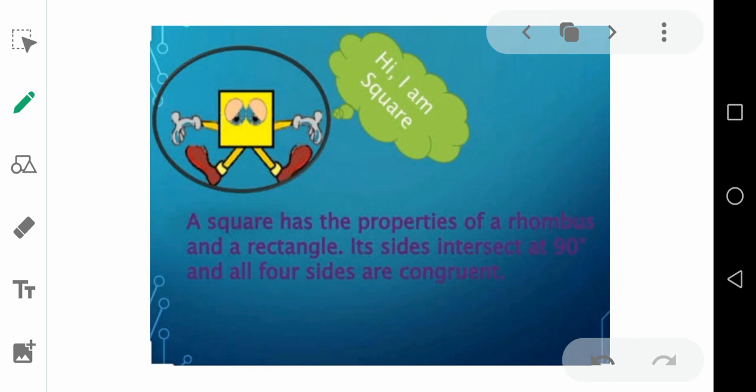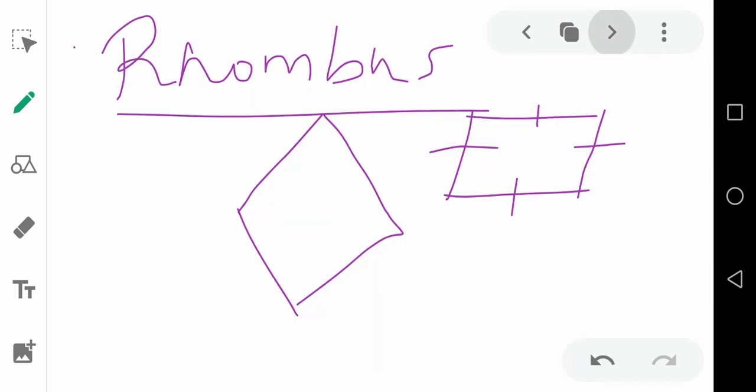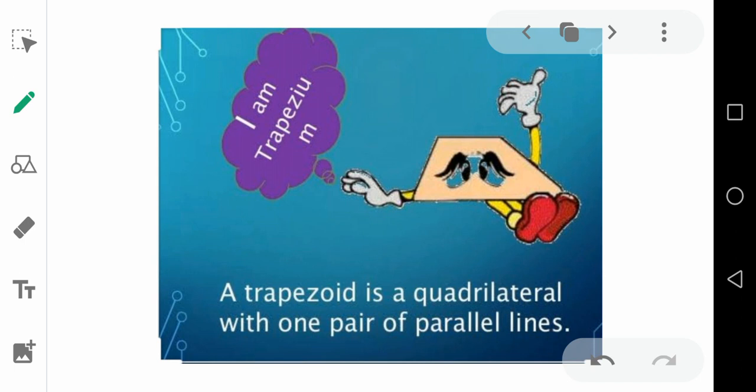Square. A square has the properties of a rhombus. Why are we talking about it in that way? Because in a square all sides are equal, and in a rhombus all sides are equal. So a square has the properties of a rhombus and a rectangle. What are the properties of a rectangle? In a rectangle, we know all the 4 angles are 90 degrees. So in a square also all the 4 angles are 90 degrees. Okay, so that's a square. Then comes the next one, that is the trapezium.